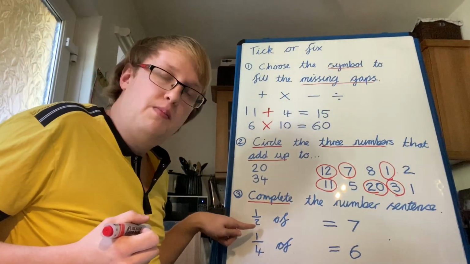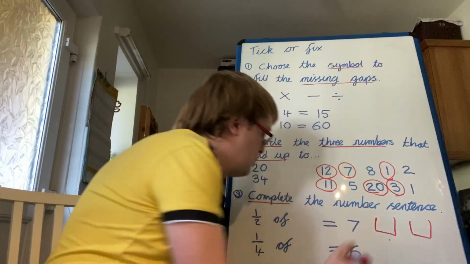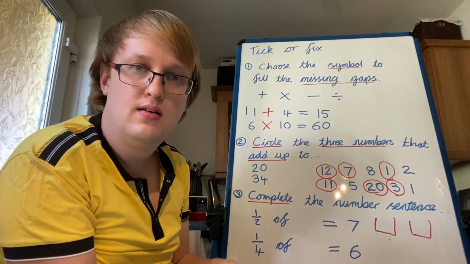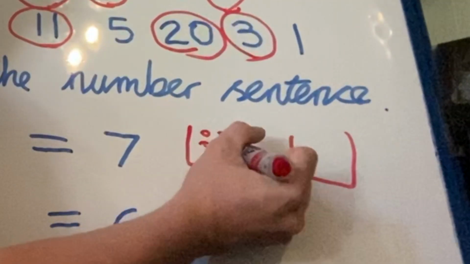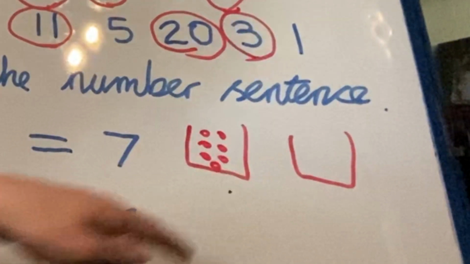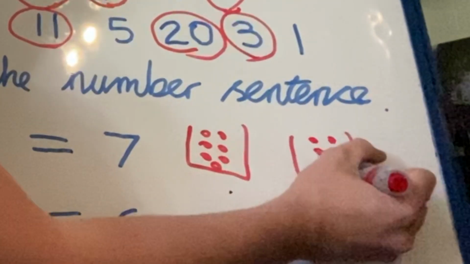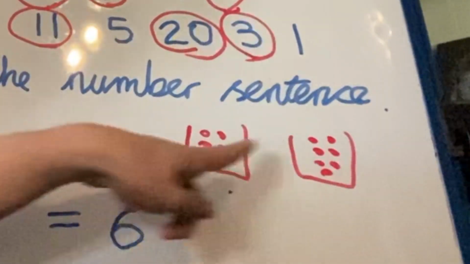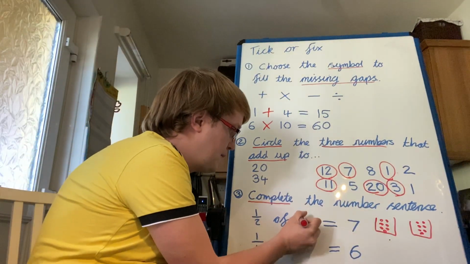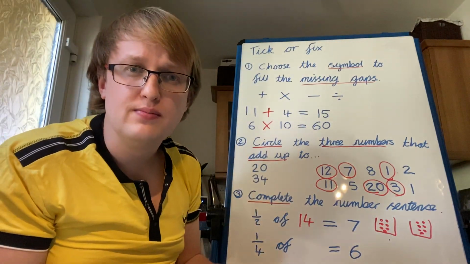I'm going to draw how many equal parts? 2 equal parts. Well done. And in each equal part I'm going to draw 7. 1, 2, 3, 4, 5, 6, 7. Well, in one of my equal parts I'm going to draw 7. And then because each of the parts have to be the same, I'm going to draw 7 in this one as well. If I add those up together, I've got 14. Half of 14 equals 7.